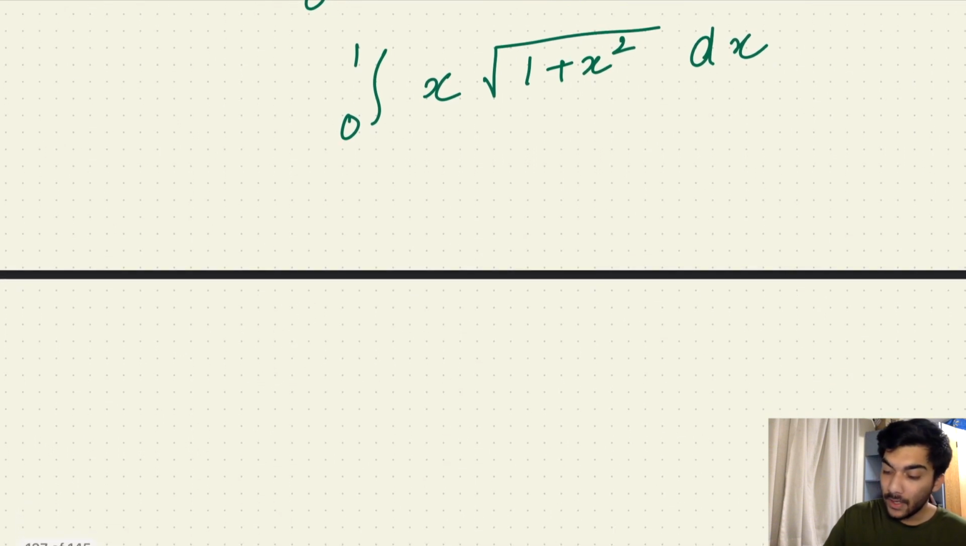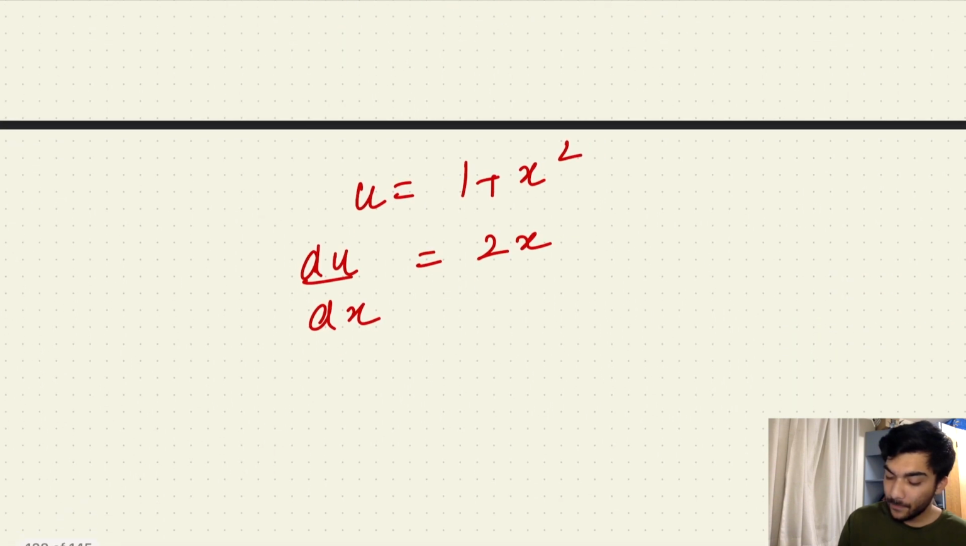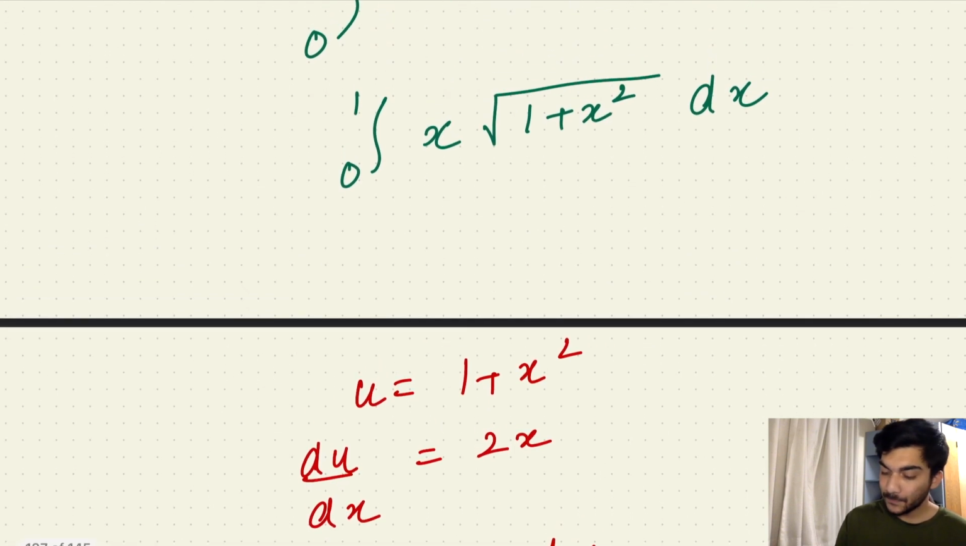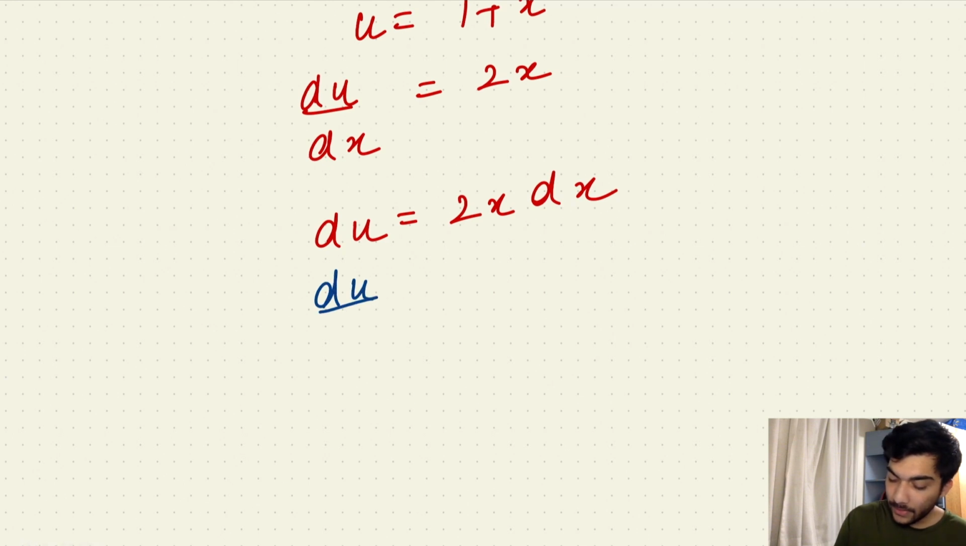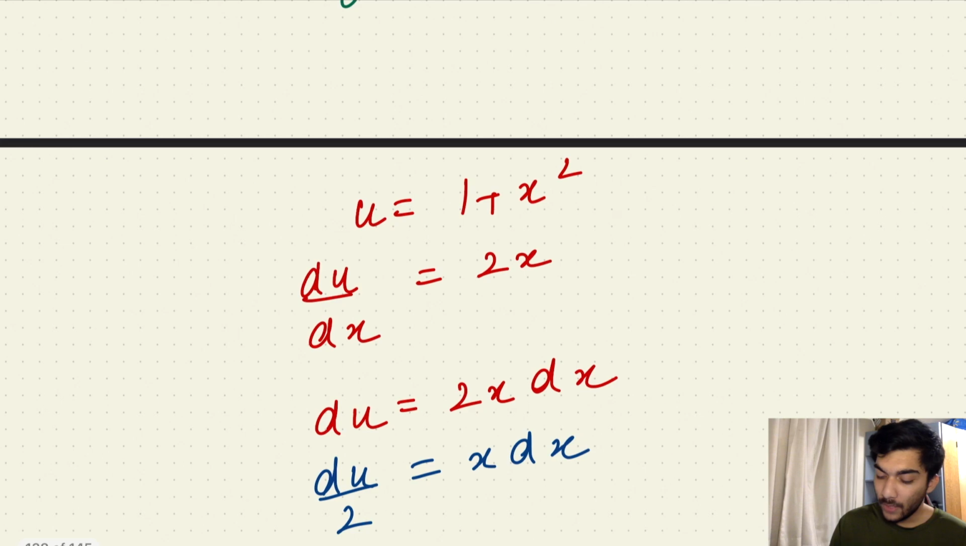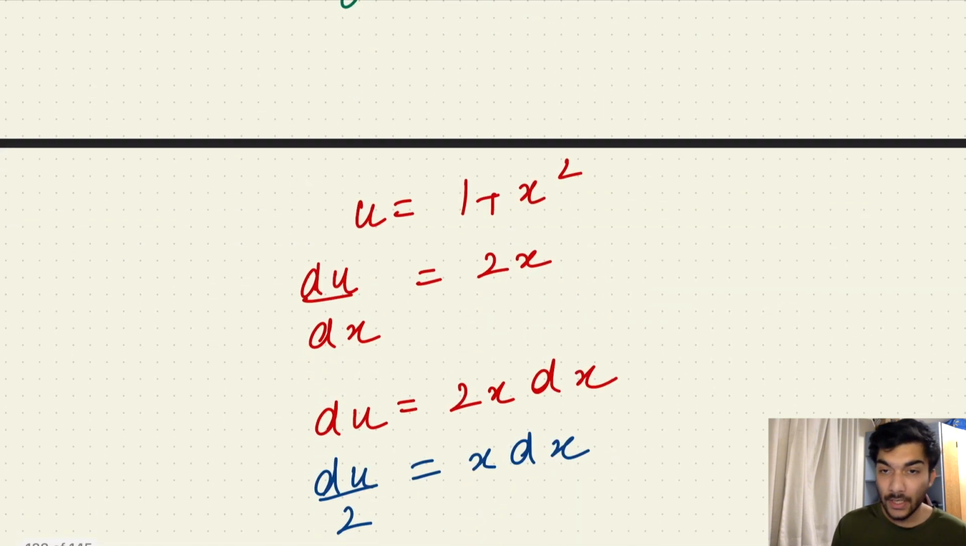In this case, if we assume our u to be 1 plus x square, our du by dx is just 2x. If we shift the dx to the other side, du would be 2x dx, right? So now we want x dx, so our x dx is du by 2, and 1 plus x square is u in this case. So let's write the definite integral again.